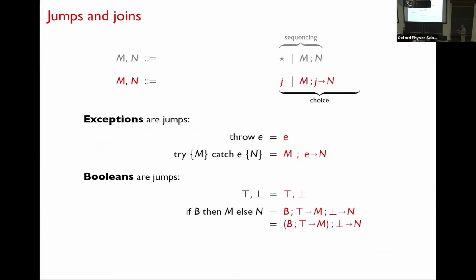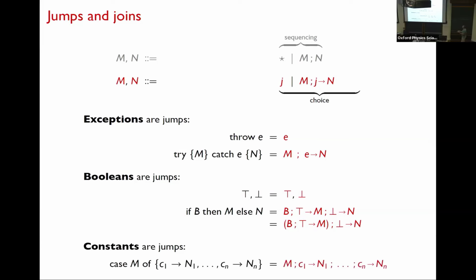Using that, we can encode Booleans, for instance. Booleans are just jumps, and a conditional, if B then M else N, can be encoded by do B, catch the top with M, and then catch the bottom with N. So the parenthesization is associated to the left. And there's a bit of a caveat here. If your M ends in a Boolean false, it will jump to the N. But let's assume that M ends with success, which we can, as soon as we put the argument stack back, we can always arrange that.